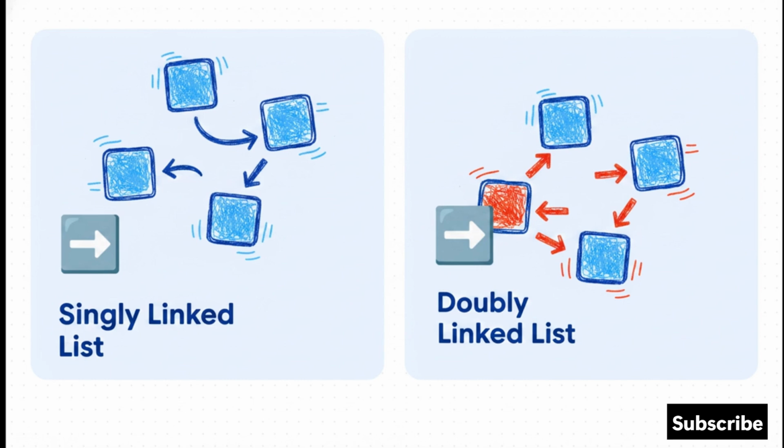Now look over at the doubly linked list on the right. It adds a previous pointer. This elegantly gives you O(1) bidirectional traversal. You can walk forwards and backwards effortlessly, but it costs you exactly double the memory overhead for all those extra pointers.